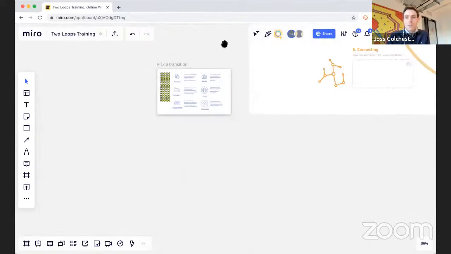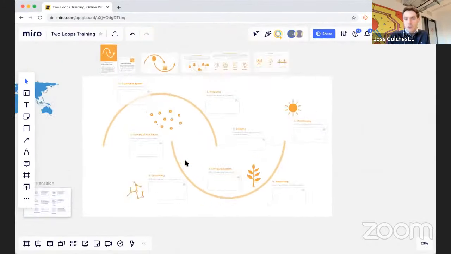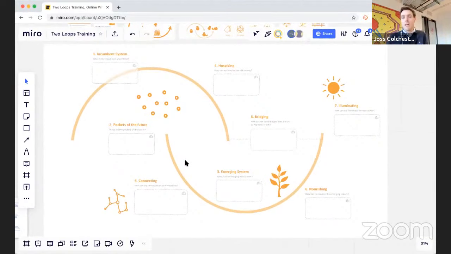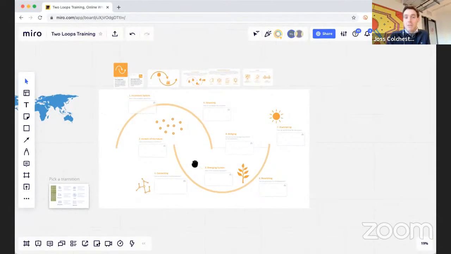We'll then jump into the workshop over here. This canvas, the two loops canvas, is going to help us think about a transition or a transformational process in a complex adaptive system. I'll explain how it works if you're not familiar with it, but Hannah and Vijaya are going to walk you through these different stages or different aspects to this transition process. And that'll be the bulk of the work of the time today.